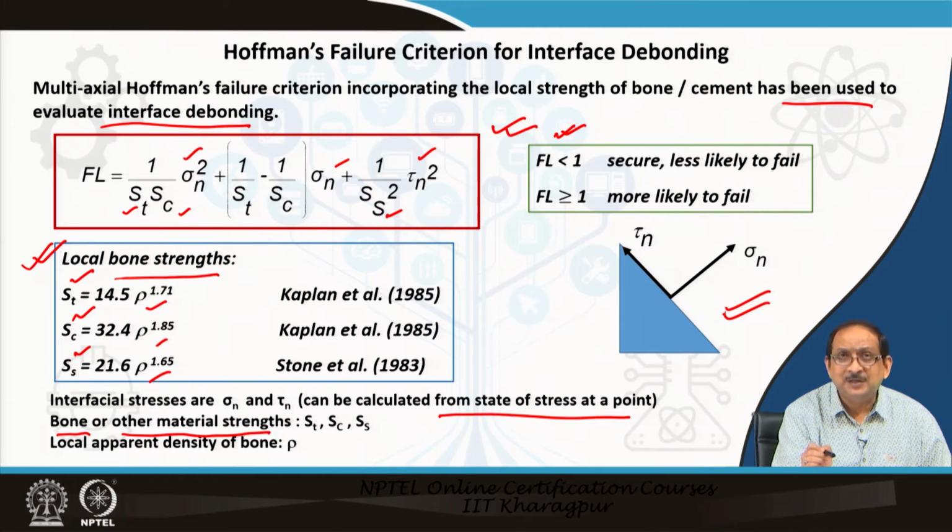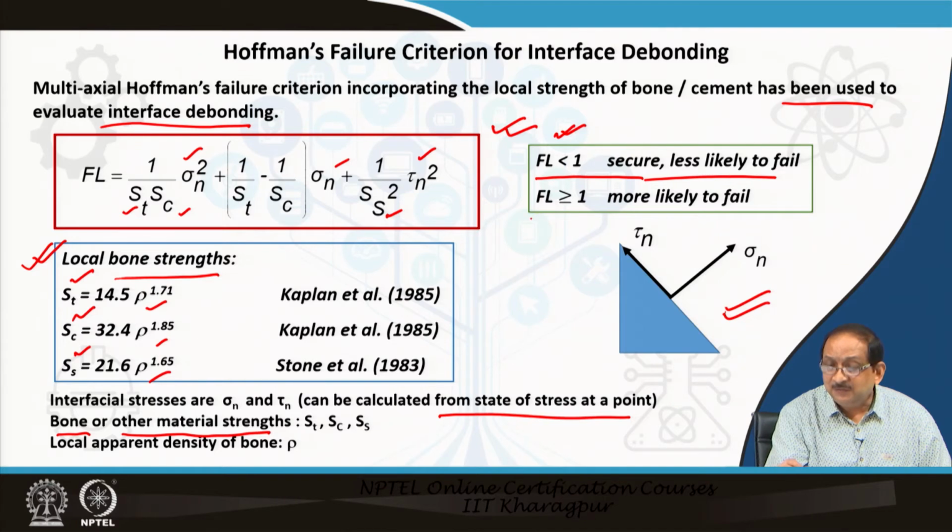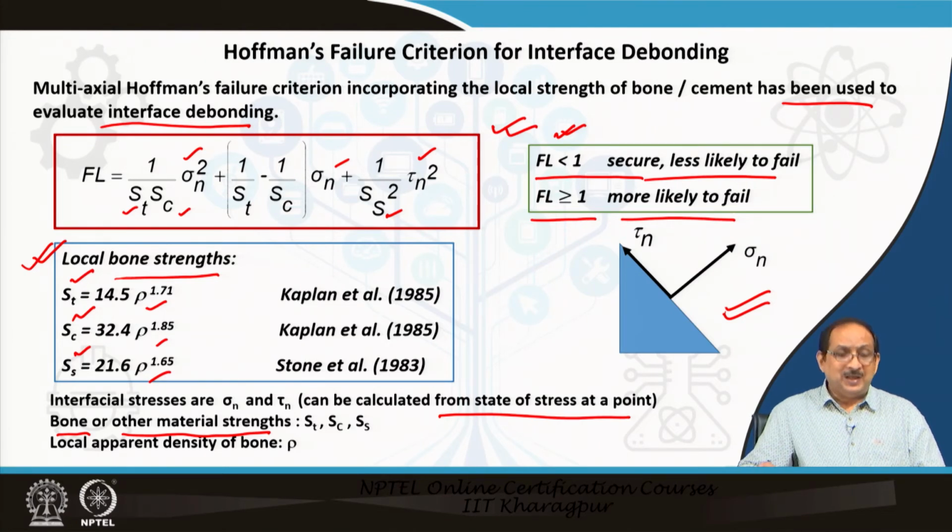interface at any point. Now, if the FL value is less than 1, then the interface is secure and less likely to fail. If the FL is equal to or greater than 1, then the interface is more likely to fail.